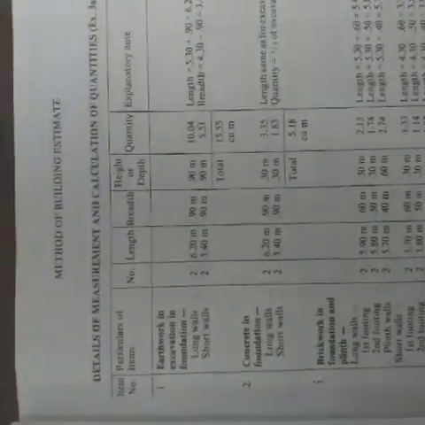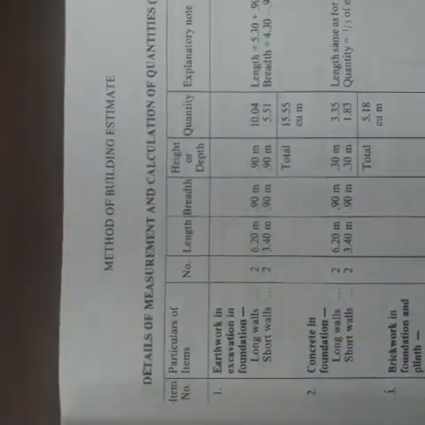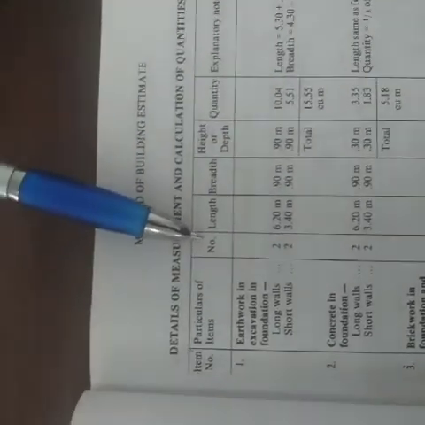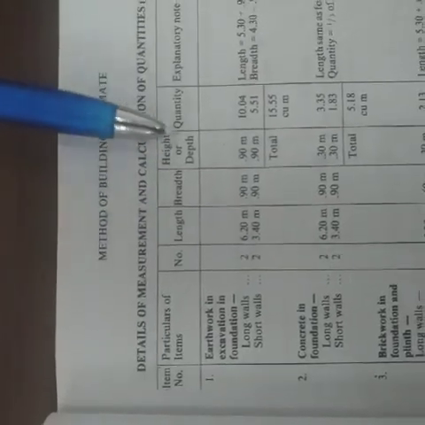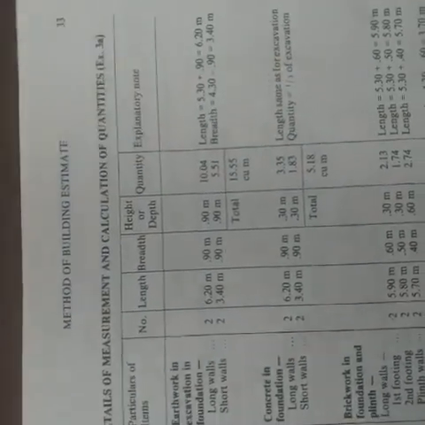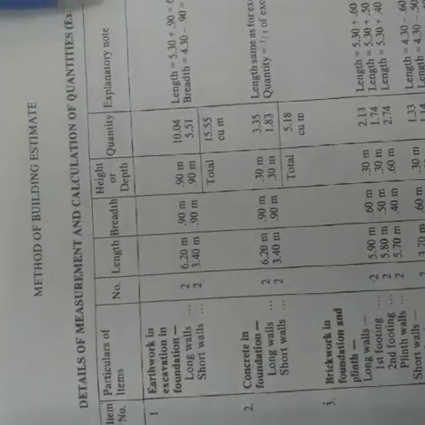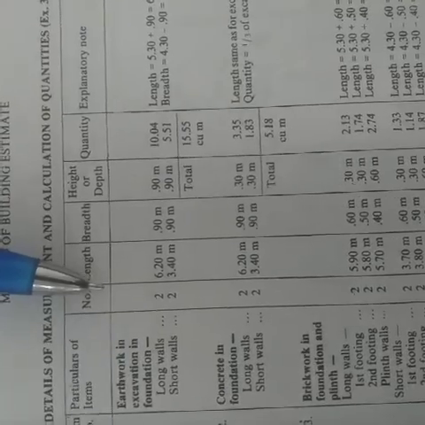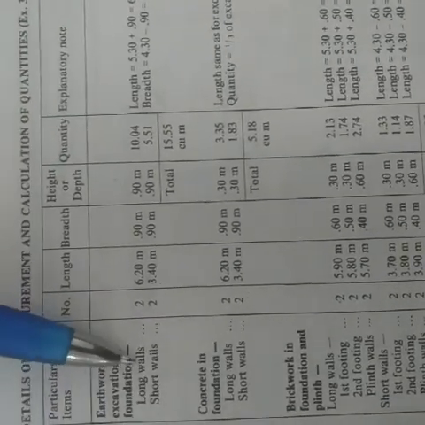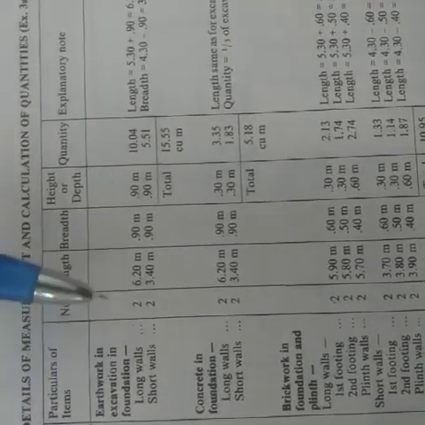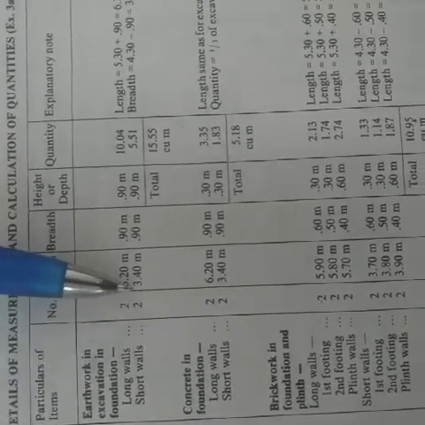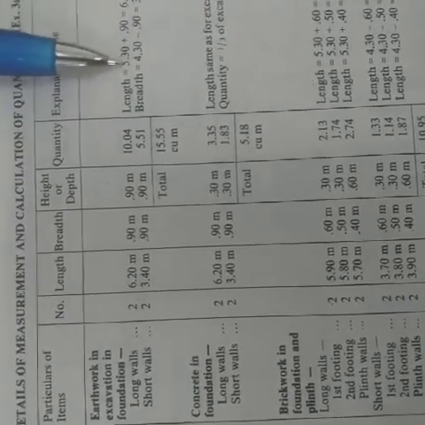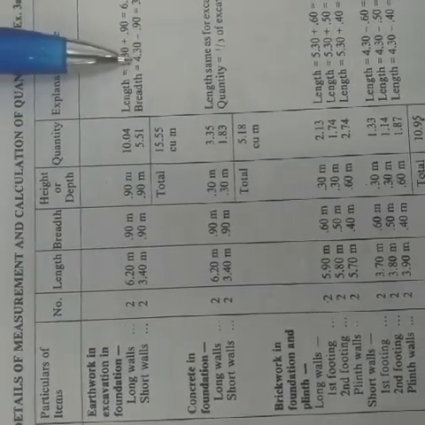Make a table to prepare the detailed estimate. The headings are item number, particulars, number of items, length, breadth, height, quantity, and the explanatory note. Just prepare this. Then first we calculate the earthwork in excavation in foundation. So first long wall and short wall. How many long walls? 2 long walls. How many short walls? 2 short walls. Then the lengths we already discussed, 5.30 meter and 4.30 meter.